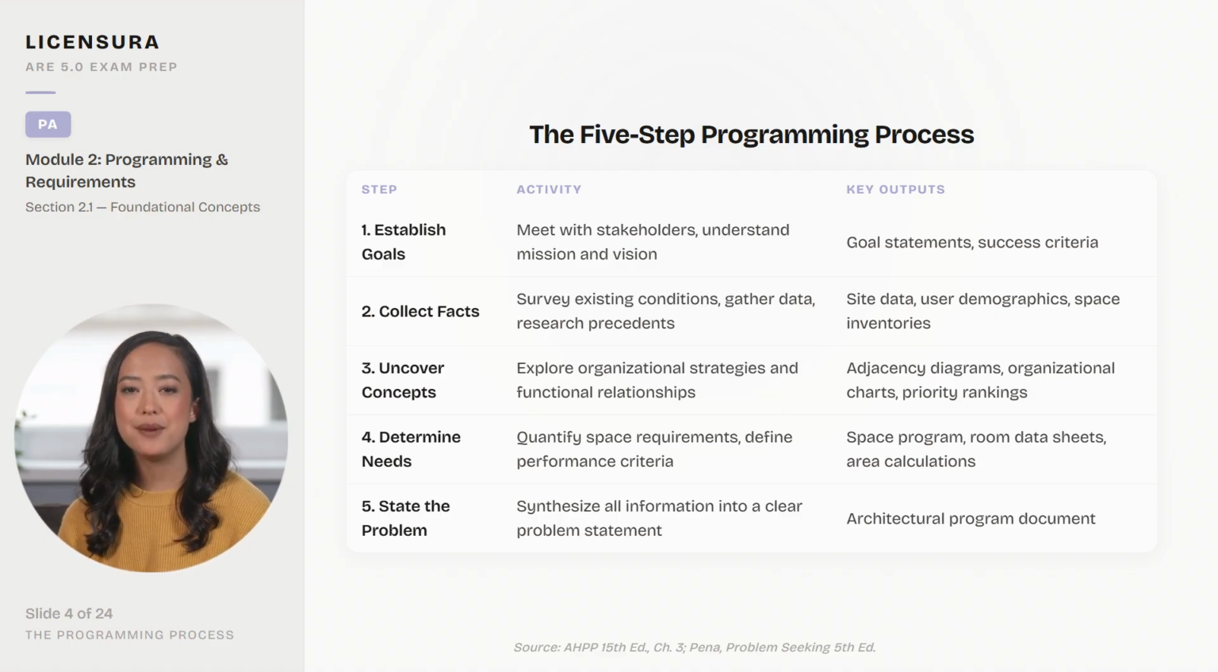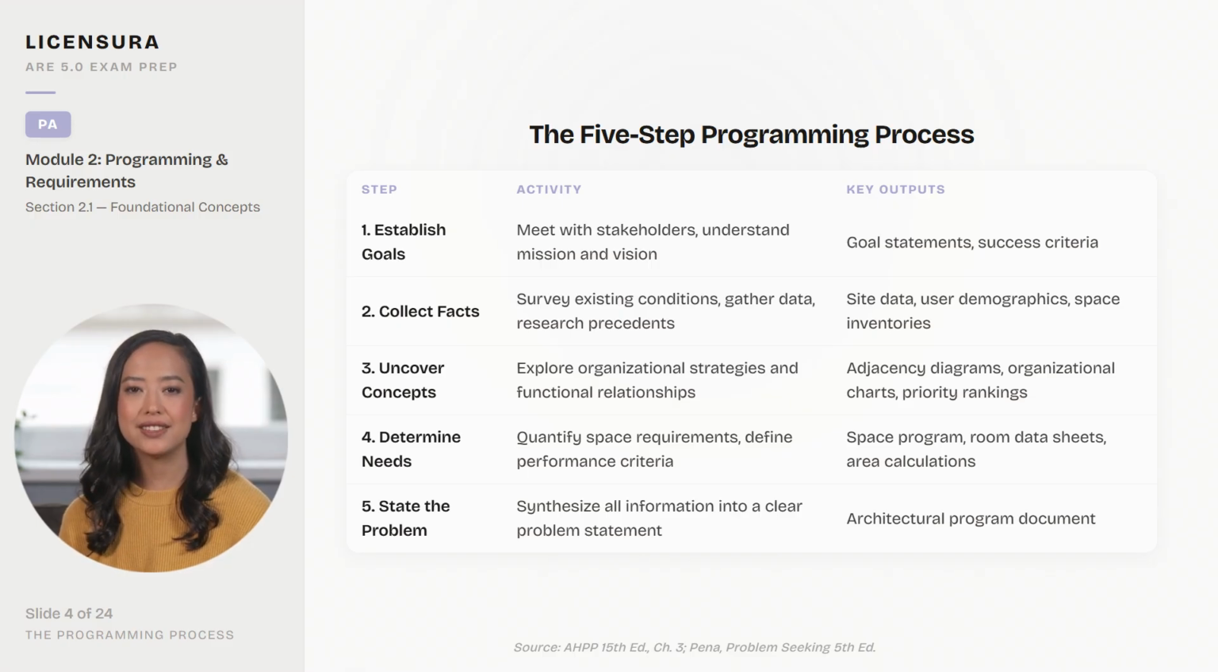You start by establishing goals with stakeholders, understanding their mission and vision. Then, you collect facts about existing conditions and precedents. Next, you uncover concepts like organizational strategies and priority systems. Then, you determine quantitative needs, the actual space program. And finally, you synthesize everything into a clear problem statement.